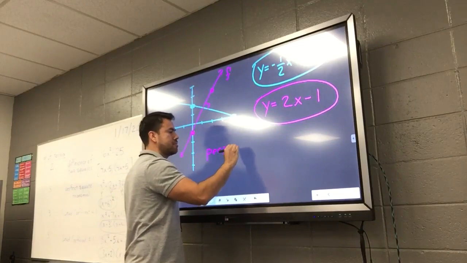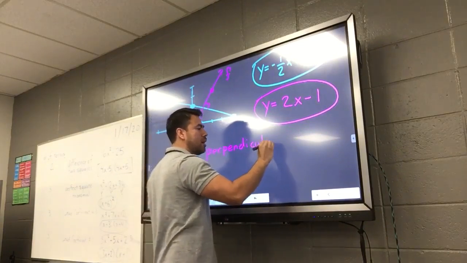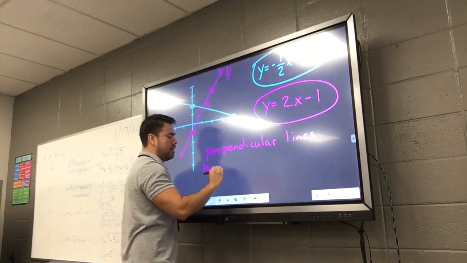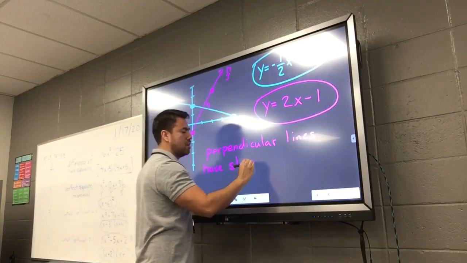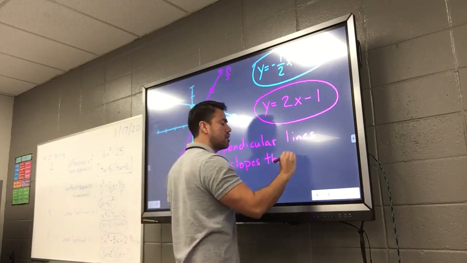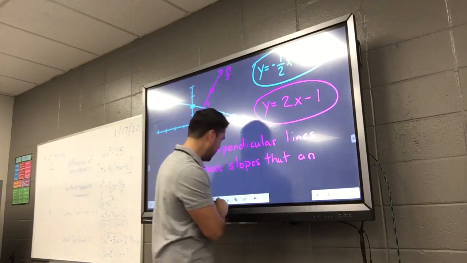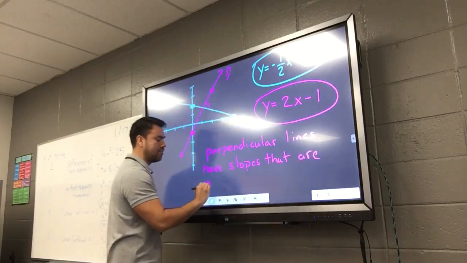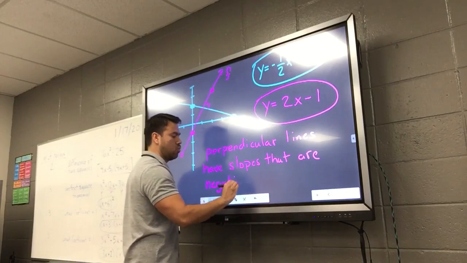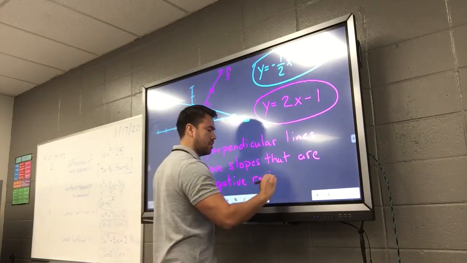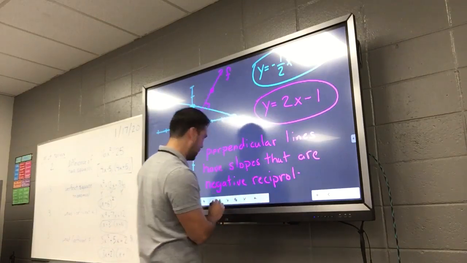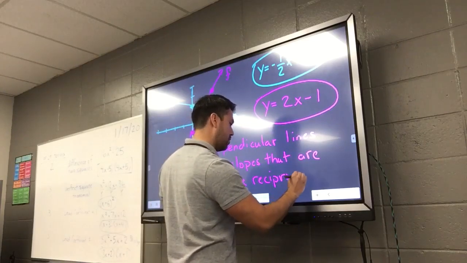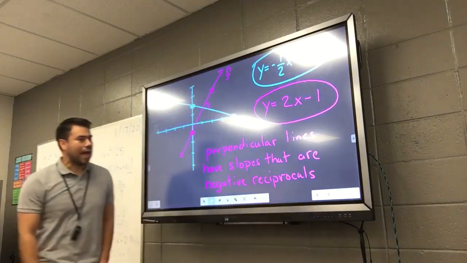Perpendicular. Write this down. This is an important note, and then I'll explain it. Perpendicular lines have slopes that are, and here's the key phrase, and we're going to get into it more, negative reciprocals. Negative reciprocals.